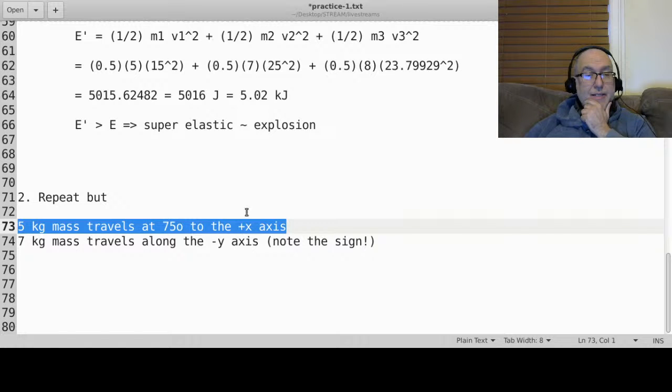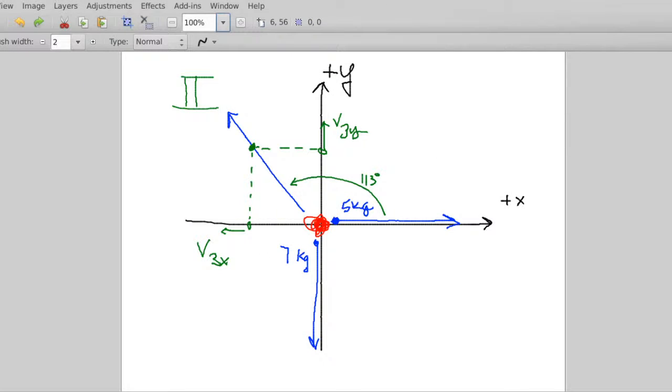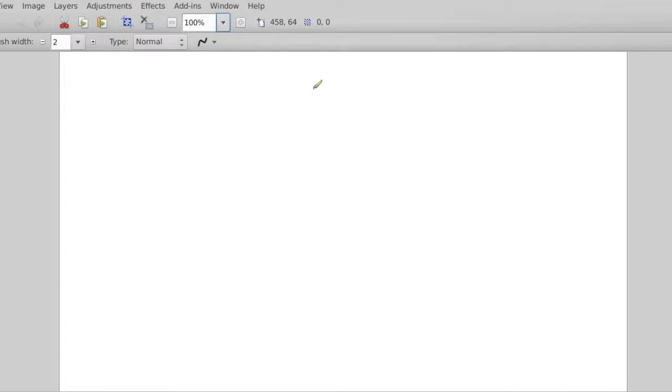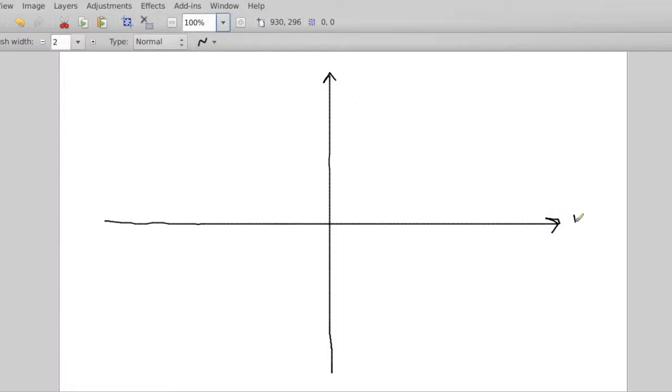So let's go back to the diagram, and now we're going to put the 5 kilogram at 75 degrees to the plus x-axis. Let me switch back here and start with a new whiteboard. We have a y-axis here like this, and an x-axis here like that. This is the plus x here. I don't usually draw negative x, but we can if that helps. Negative x is going that way. This is positive y up here, and this is negative y down there.